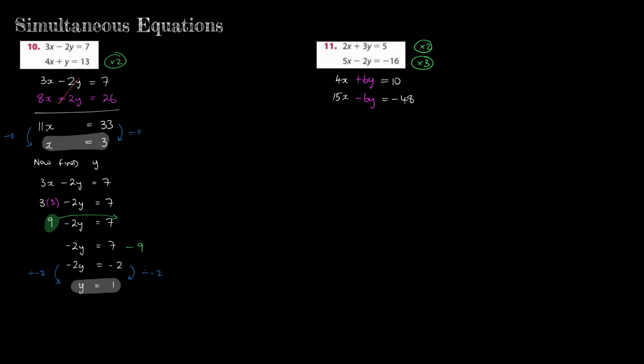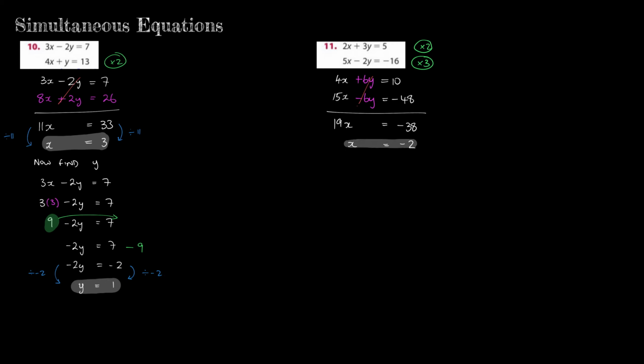I now need to look at what I have. I have two equations. If I was to add them, the y's will cancel. So what I'll do is I'll add those two equations. The y's will cancel, and I'll end up with 4x plus 15x is 19x, which is equal to 10 plus negative 48, which is negative 38. So negative 38, divide that by 19, will give you negative 2. So x will be equal to negative 2.